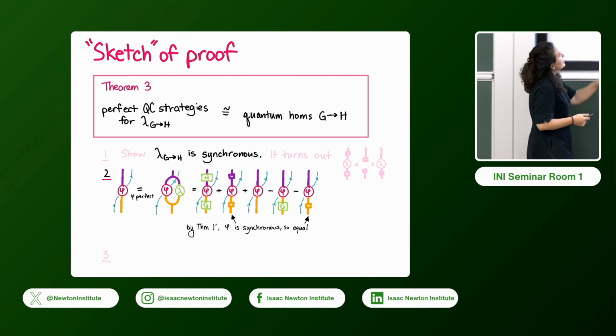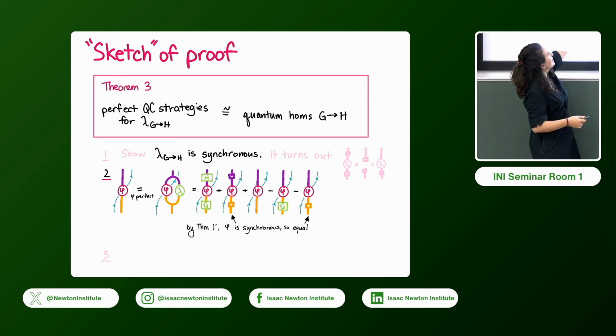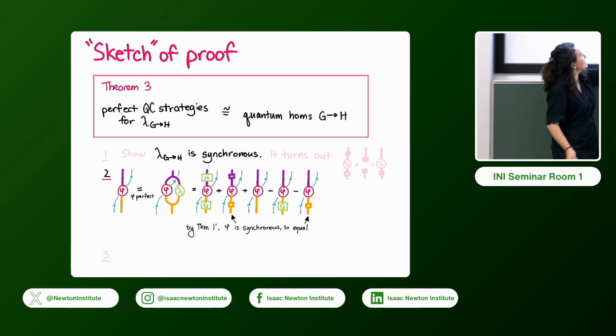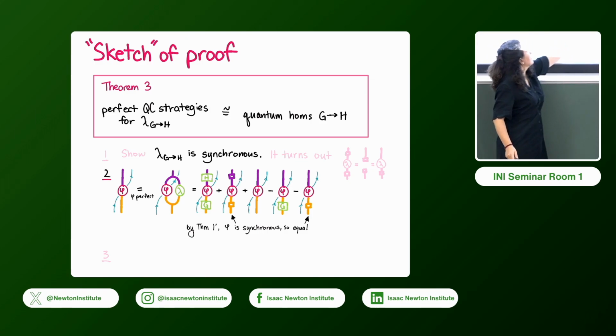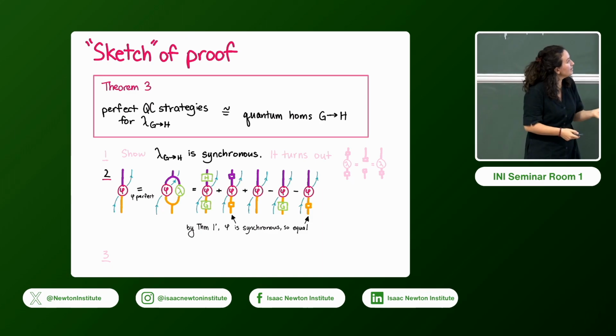But because we showed that lambda is synchronous, we know that perfect strategies are also forced to be synchronous. So that allows us to delete the second and the fifth term here, because that's just the synchronicity condition that those two are equal. Okay?